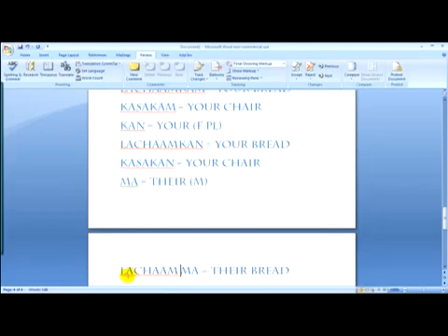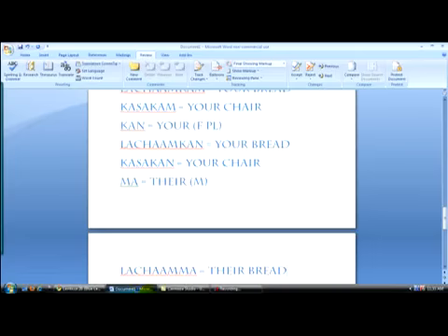And when you brothers are practicing, you can separate the words from each other, just so you get familiar with it. But then sometimes when you read it in the Hebrew, they're all connected together. All right, so lacham ma is their bread.